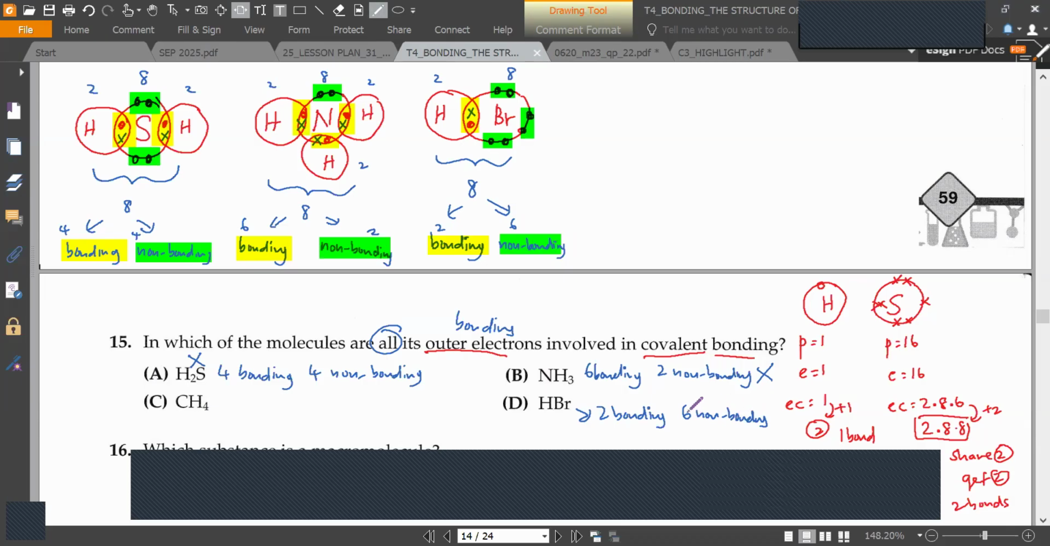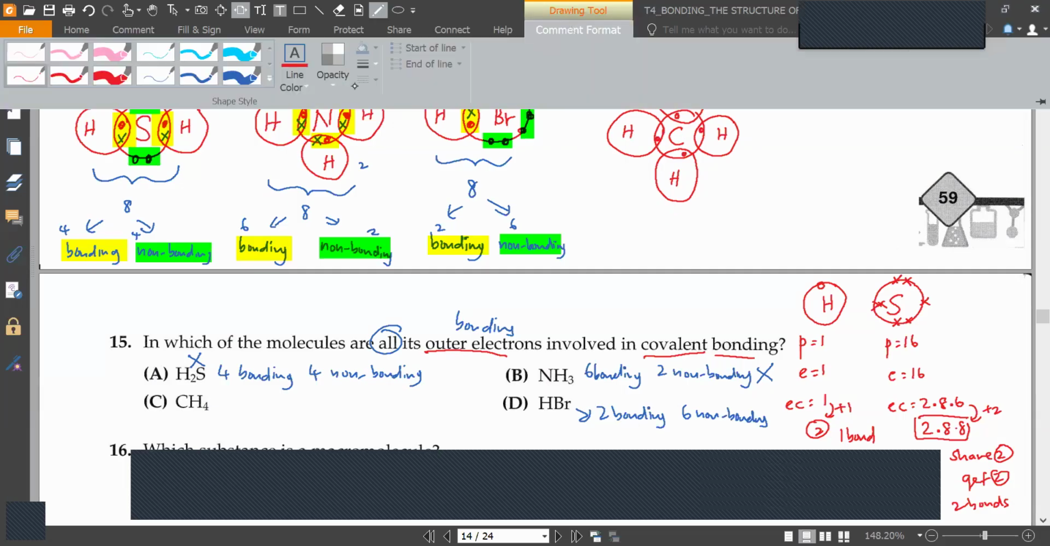How about CH4? Just now we already know carbon has 4 outer electrons, because carbon is in group 4. So the best arrangement will be like this. Carbon 1, 2, 3, 4.